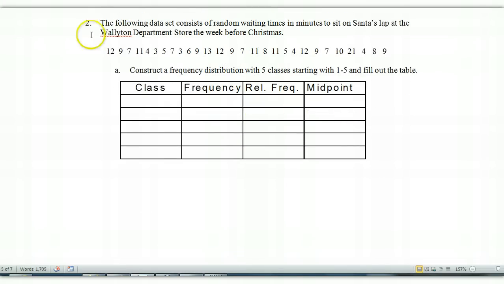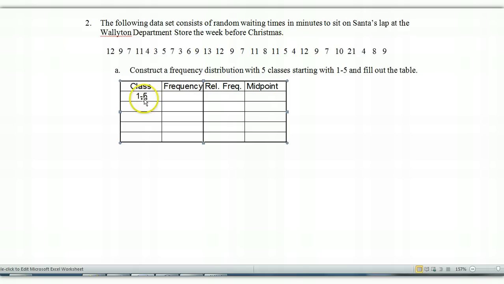The following data set consists of random waiting times spent on Santa's lap at this department store. Construct frequency classes with 5 classes starting with 1.5 and fill out the table. If 1.5 is our first class, then that goes in this box right here. So we're going to put 1.5 there. When this one ends at 5, we'll make the next one start at 6, and it needs to have the same gap as the previous class. So this is going to be 1 to 5, 6 to 10, 11 to 15, 16 to 20, 21 to 25. That's our 5 classes.